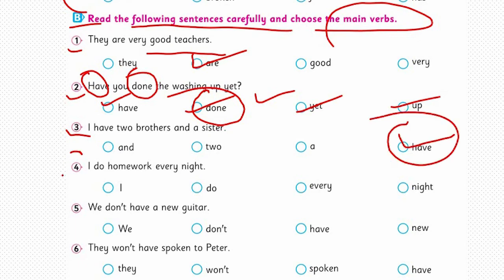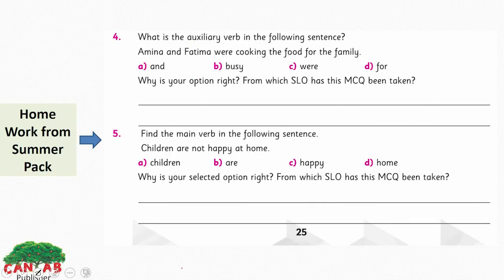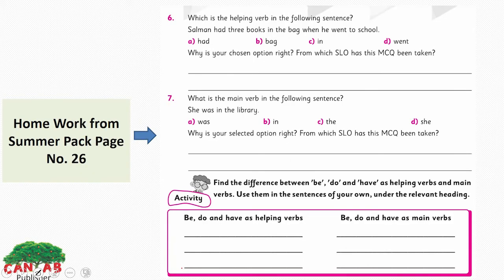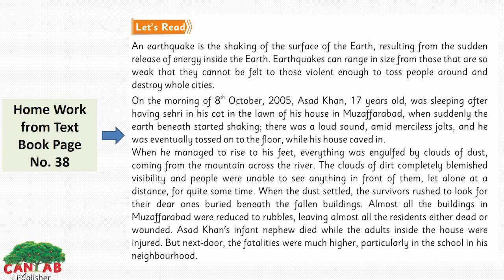Choose the correct option for these sentences by yourself. This is your homework from the Summer Pack, page number 25. This is also your homework from the Summer Pack, page number 26. And we also have an activity here on helping verbs and main verbs. This is your homework from the textbook, page number 38. This is the page from Unit 4 of the text.